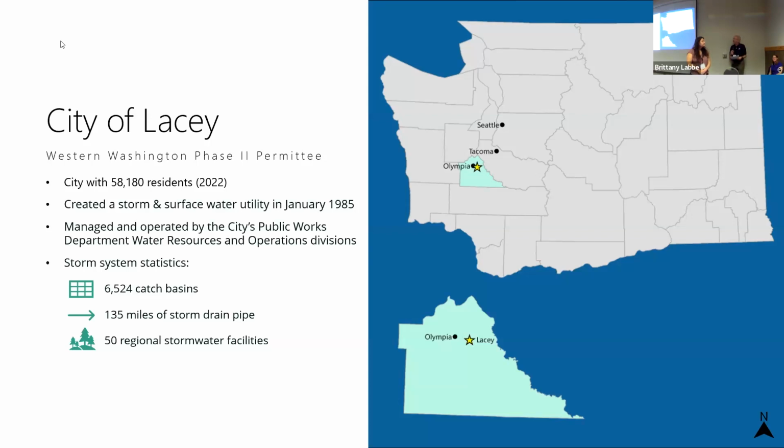City of Lacey is located in Thurston County, just east of Olympia at the south end of Puget Sound. The city was incorporated back in 1968. We're currently the 23rd largest city in Washington, but we're growing at the 4th fastest rate the last 3 years. That growth is both people moving in and area expansion through annexations. We have an average annual rainfall of just over 50 inches. And we established our storm and surface water utility back in 1985. So we've got 38 years worth of utility development.